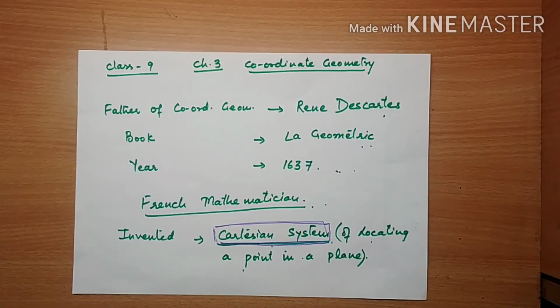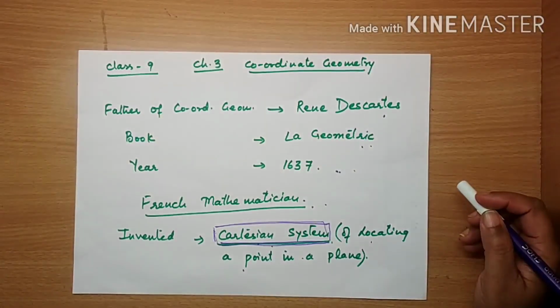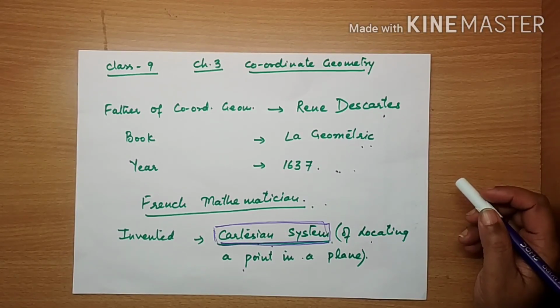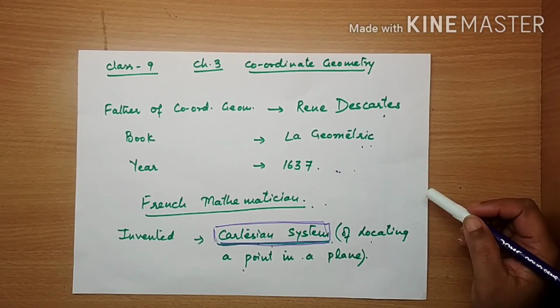Today in this video we will start with chapter 3, coordinate geometry. In previous chapters we have learnt to plot real numbers, both rational as well as irrational numbers on number line, which we call as real number line. In this chapter we will learn to locate a point in a plane with respect to two mutually perpendicular lines.